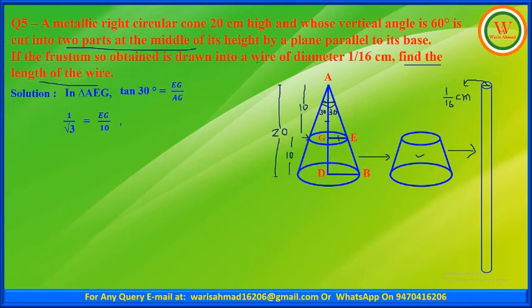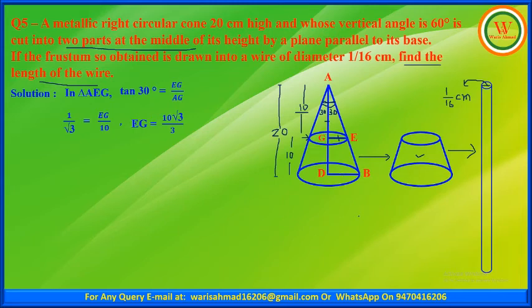In place of AG, the length of AG we have calculated is 10 centimeter. So we can write here 10 centimeter. And finally we will get the value of EG, that is equal to 10 root 3 upon 3. Similarly, we will find the value of BD also. The value of the second radius we can find in the same way.